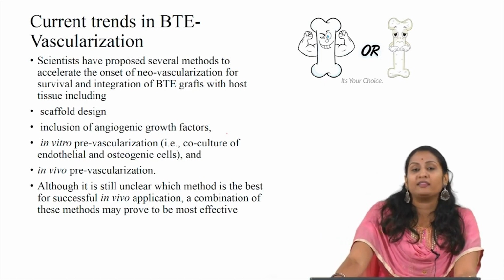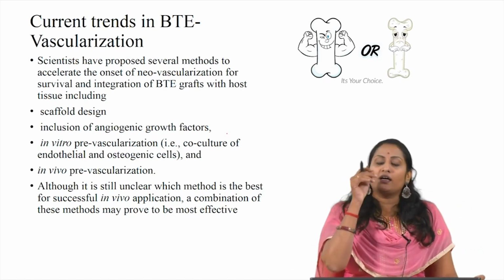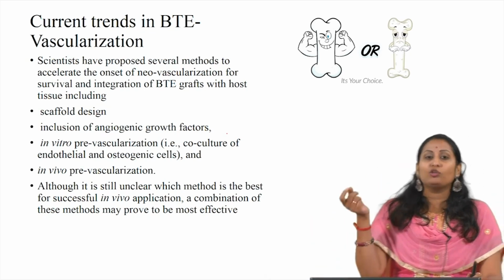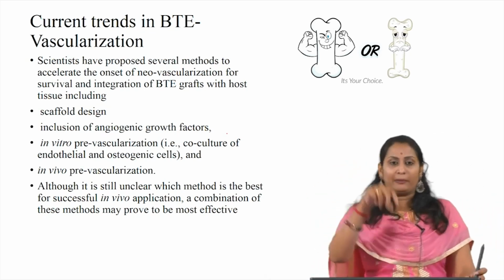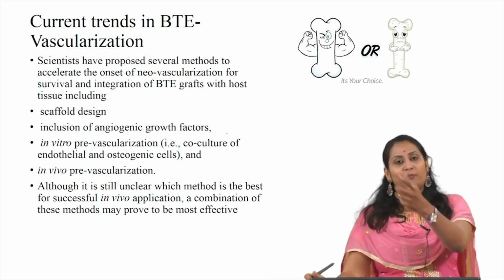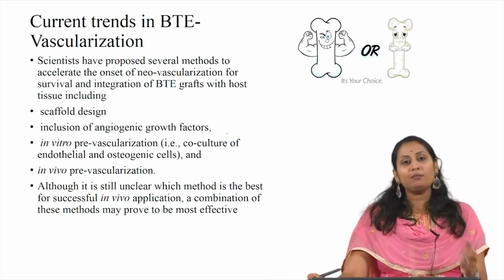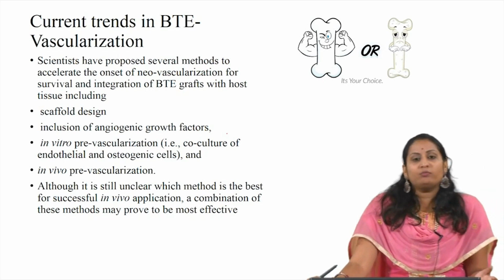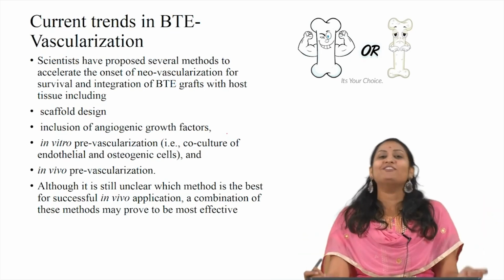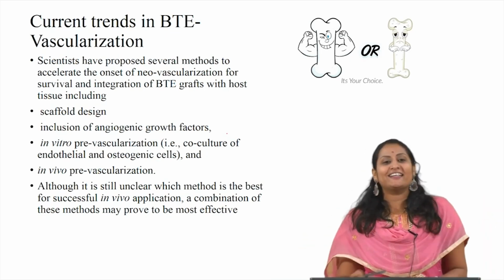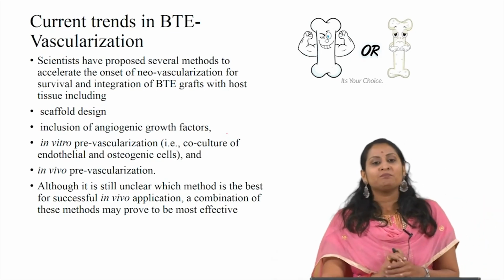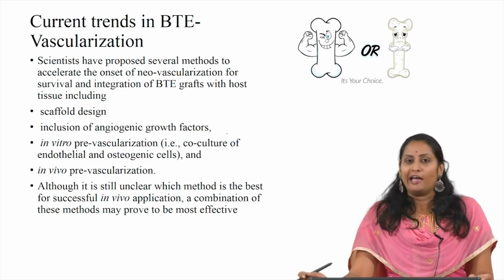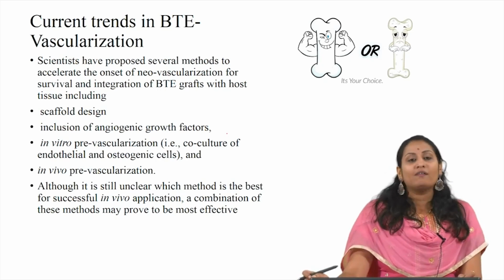And the second method is where we have vessels, for example jugular veins, which we place inside the construct and place in vivo. The second method happens to be kind of successful, but still it is very unclear which method is best for successful in vivo application, and maybe a combination of all the methods may prove to be more effective for enhancement of vascularization.